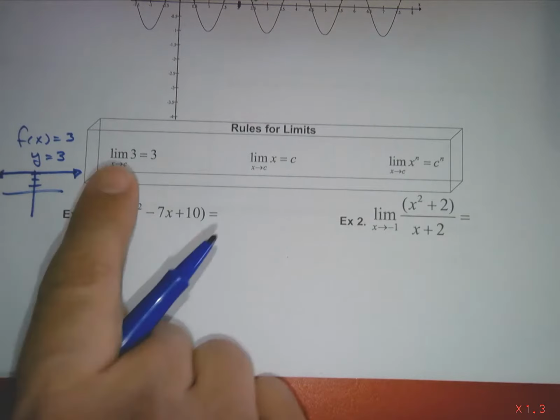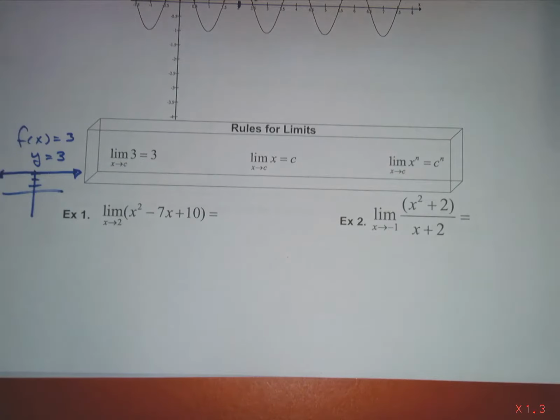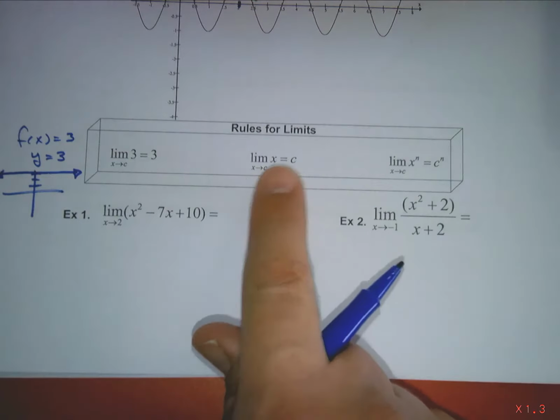Okay? So basically, the limit of any constant function is the constant. The limit of 3 is 3. The limit of 5 is 5. The limit of negative 10 is negative 10. Because that's going to be a horizontal line, and the height of that thing will never, ever change. It will always stay the same. So that's the idea of that rule. You guys have any questions with that one? Remember, we're looking for y values, right? Heights.